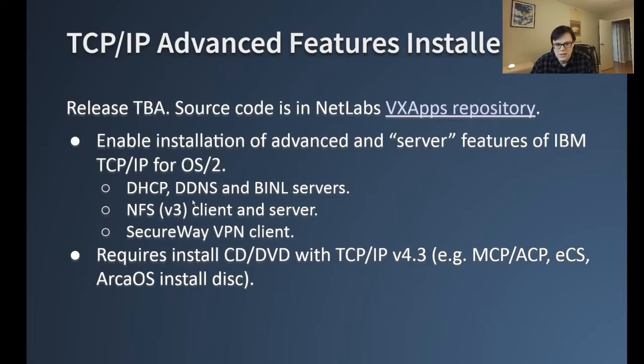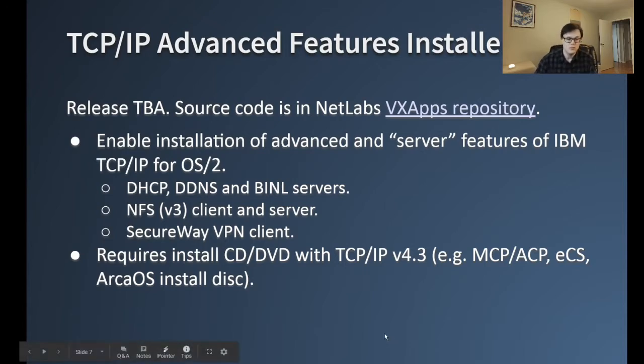To use the TCP/IP Advanced Features Installer, that is a mouthful, I'm sorry, you need, obviously, the OS/2 install CD, which has TCP/IP version 4.3 on it, so any of those clients. It probably also works with TCP/IP 4.1 or 4.21, which were distributed via Software Choice and a few other things. I have not tested with those, so I can't guarantee that it would work with them, but it probably does. And you can have TCP/IP installed already. In fact, the assumption is that you do, so it just adds these features to it.